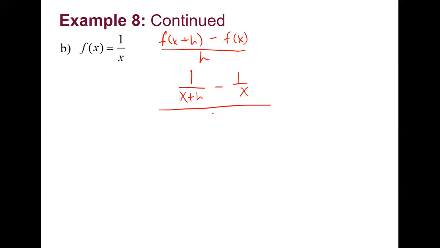Okay, let's try another one. So if we have f of x equals 1 over x, to find the difference using the difference quotient, remember it's f of x plus h minus f of x divided by h. So I'm going to plug everything in where it goes. In this first term, instead of just an x in the denominator, it is x plus h. So it's going to be 1 over x plus h minus 1 over x, all over h.